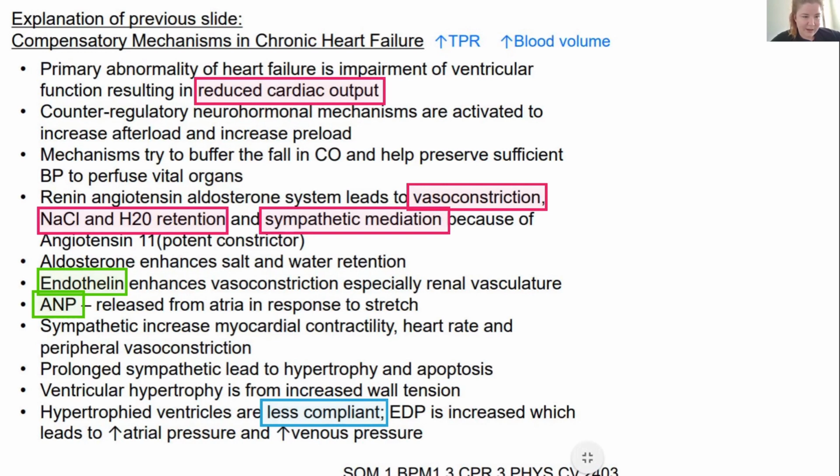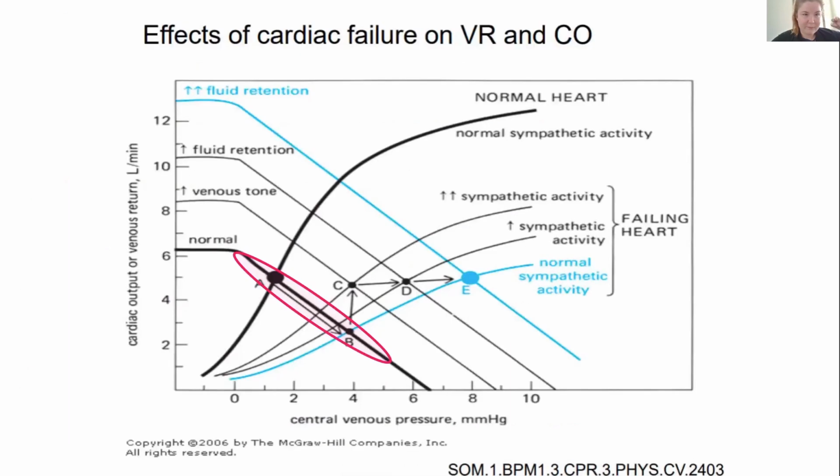So I highlighted these because I do want you to pay attention to what the mediators are and what factors we're looking at here. And then down the line, we're going to become less compliant, because remember that hypertrophy, you're not going to have as much compliance. You're not going to be able to comply with change. That's how I think about compliance here. You can move on.